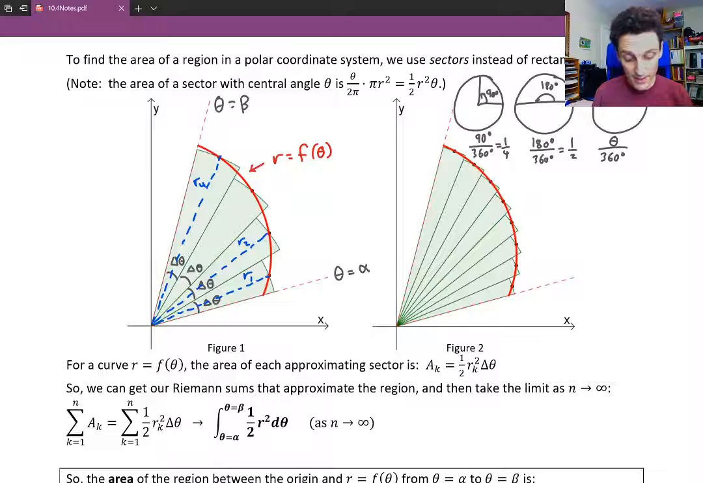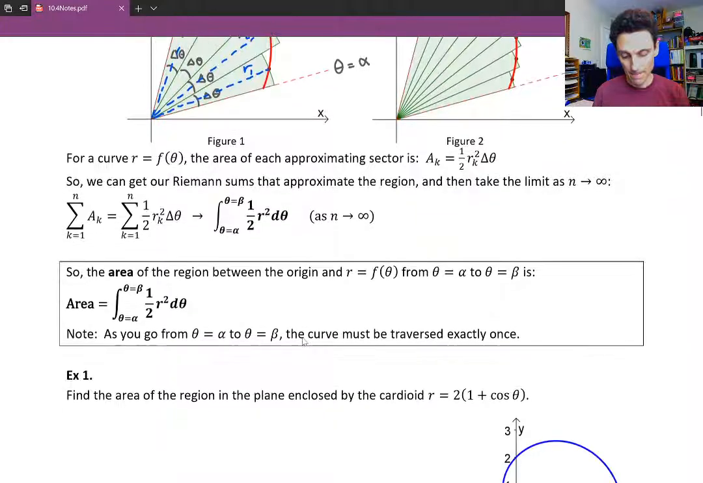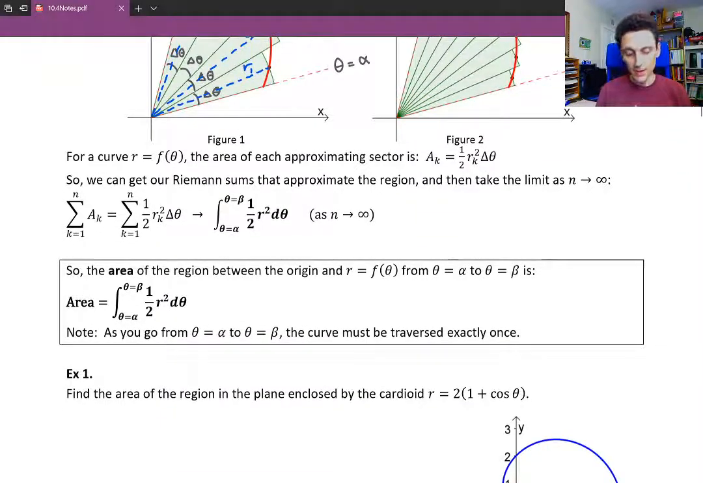So this is going to give us the true area between the polar curve and the origin. That's summarized in the box. The area of the region between the origin and the polar curve, r equals f of theta, from alpha to beta, is given by the integral of 1/2 r squared d theta. When you look at this formula, you can see that it's really just the formula for the area of a sector, 1/2 r squared times theta. But in this case, the thetas are the angles of each of the subintervals.